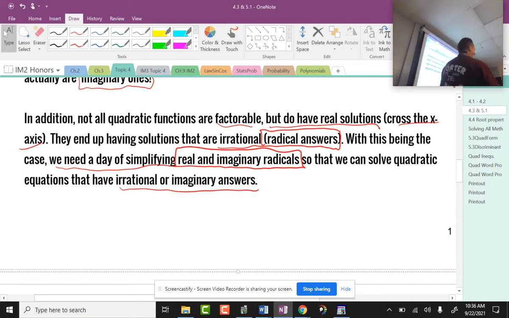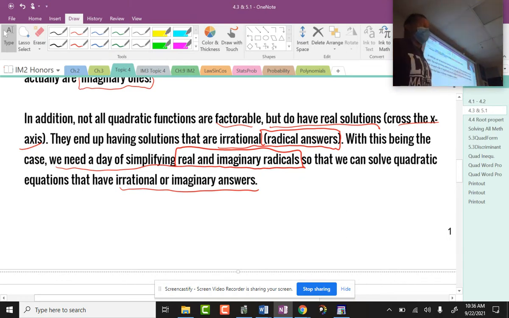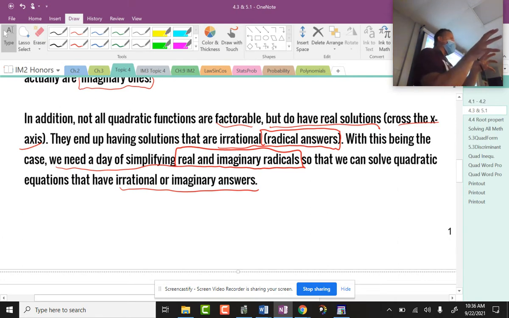Also, though, you could have a parabola that does cross the x-axis, but the solutions are not nice whole numbers or nice fractions. That represents a factorable situation. So what you'll end up with is irrational or radical solutions for said parabolas. So that's why we have a little disconnect. If you've never simplified a radical, then you cannot solve quadratics that have these cases occur. So we need this day today. We need this day of simplifying radicals.